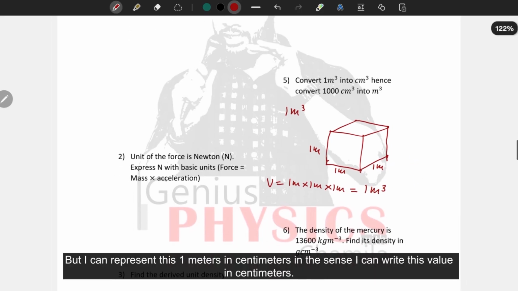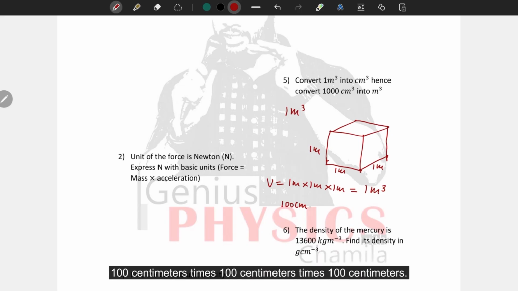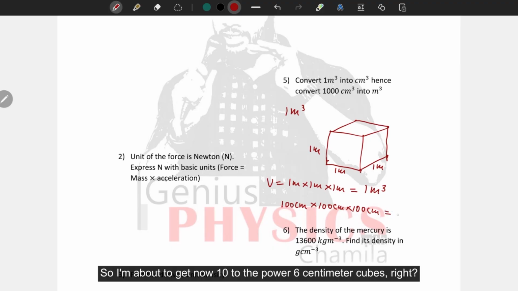But I can represent this 1 meter in centimeters. I can write this value as 100 centimeters times 100 centimeters times 100 centimeters. So I'm about to get 10 to the power 6 centimeter cubed.